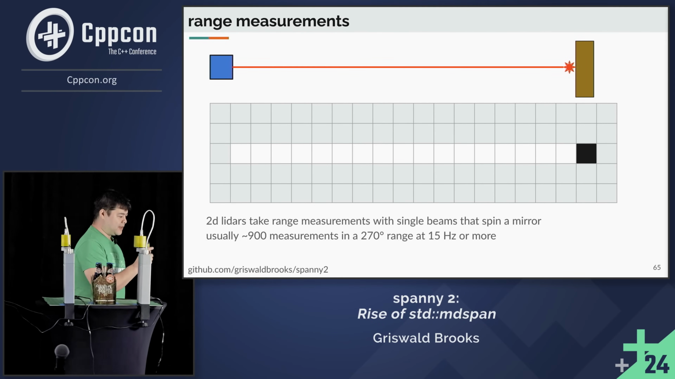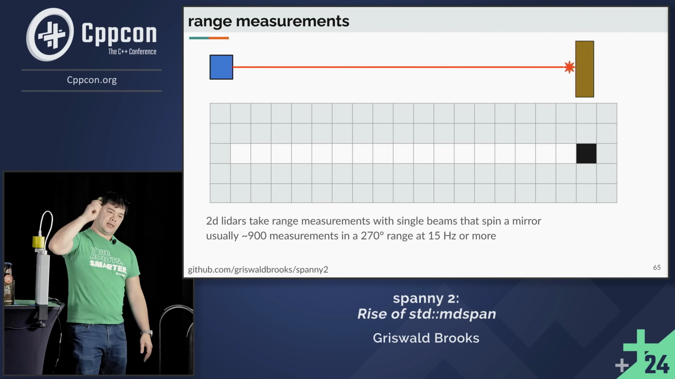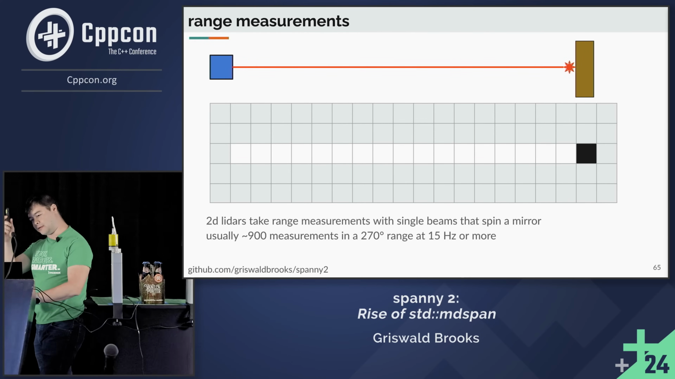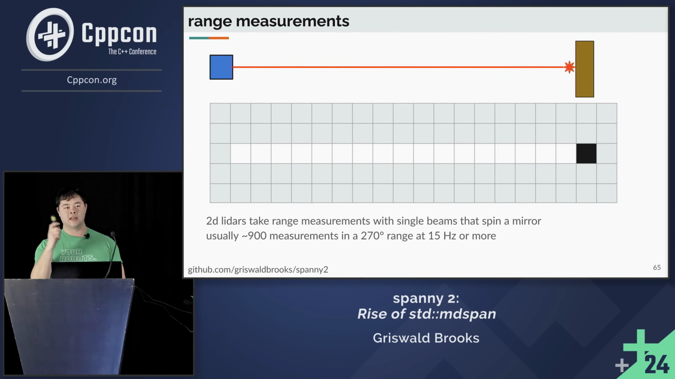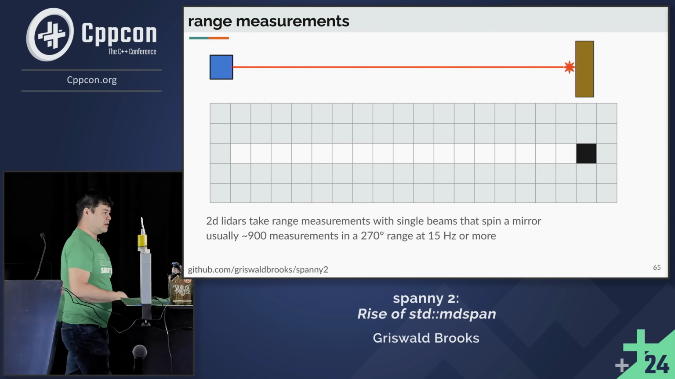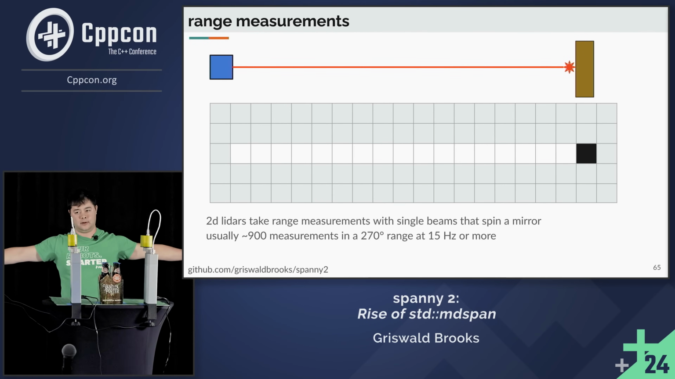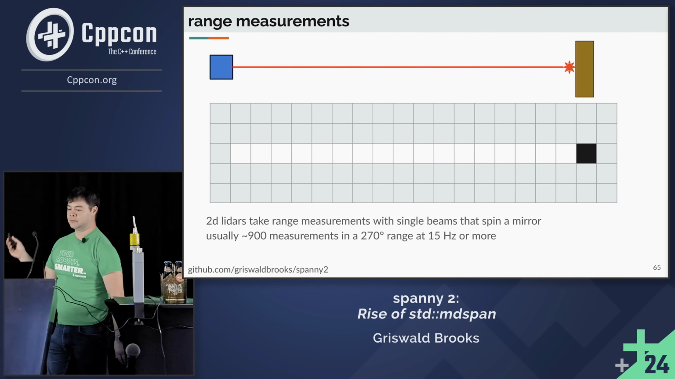In my field, the way that they do this is they take that laser and they spin it around really fast. Honestly, they take a mirror and they spin the mirror and they shoot the laser up, but they spin it around really fast, take like 900 measurements at 15 hertz, like a 270-degree range, and we'll get a scan of the room. Laser scan.